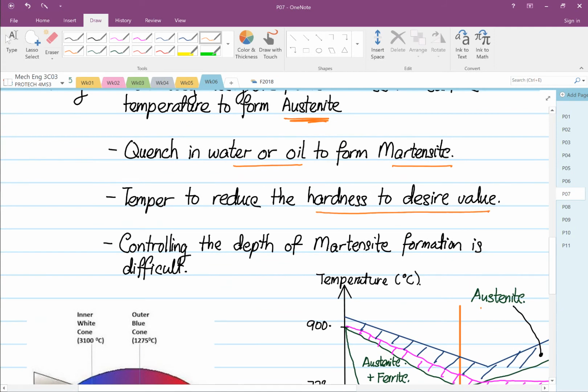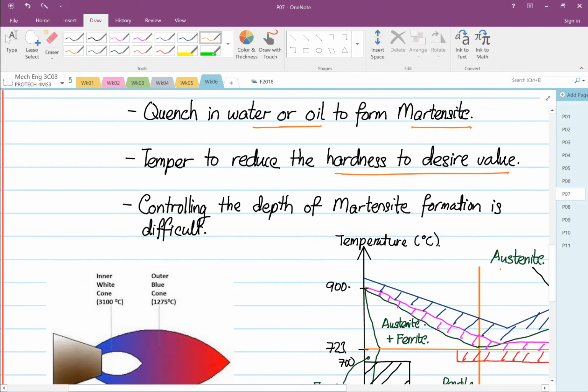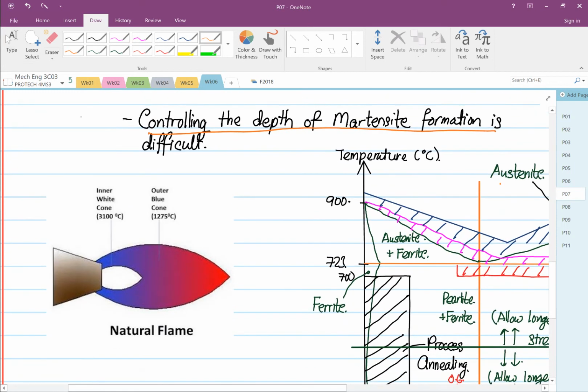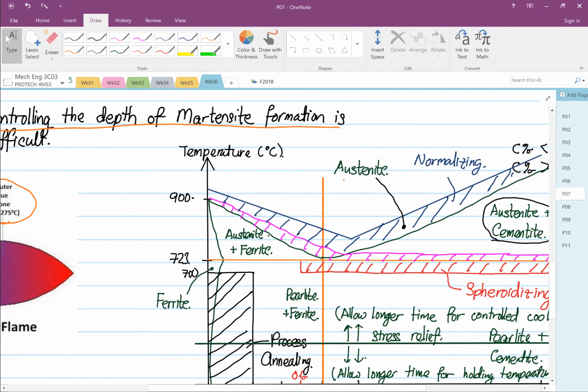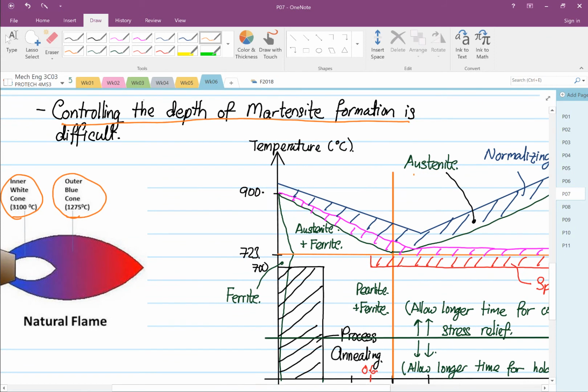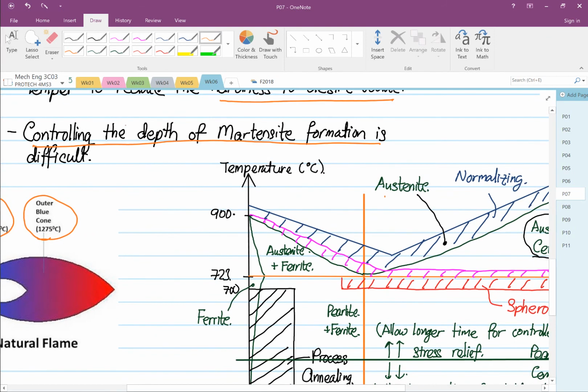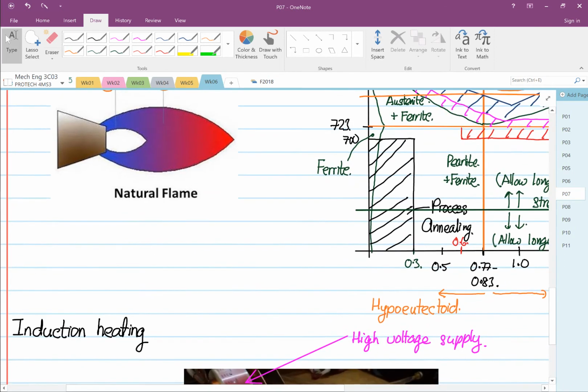Tempering is just to reduce the hardness, with no change in microstructure, and then you control the depth of the martensite. However, with flame heating, controlling the depth of martensite is always difficult. So this is the flame. You can see the outer layer of the cone is 1275, and the white is 3100. If you look at steel, when you do surface hardening, depending on the percentage of carbon, you usually need to make sure that it's all in the austenite region. So you use a flame to do it.